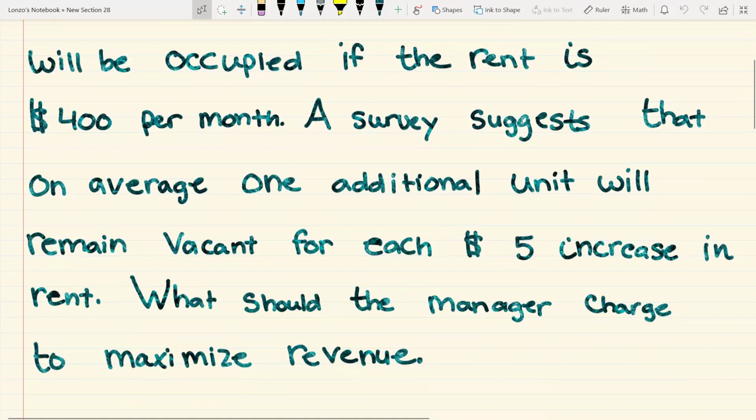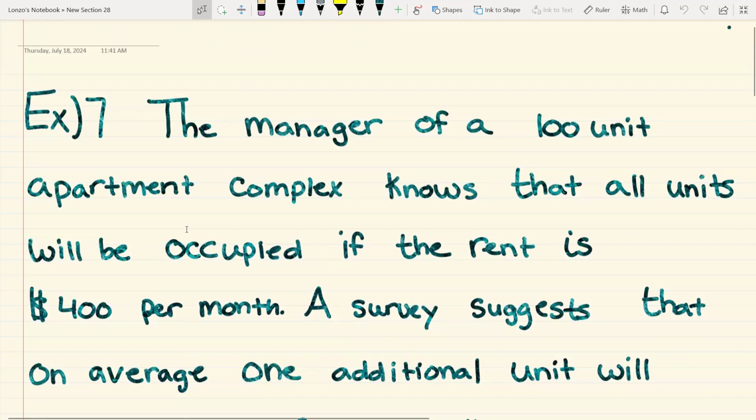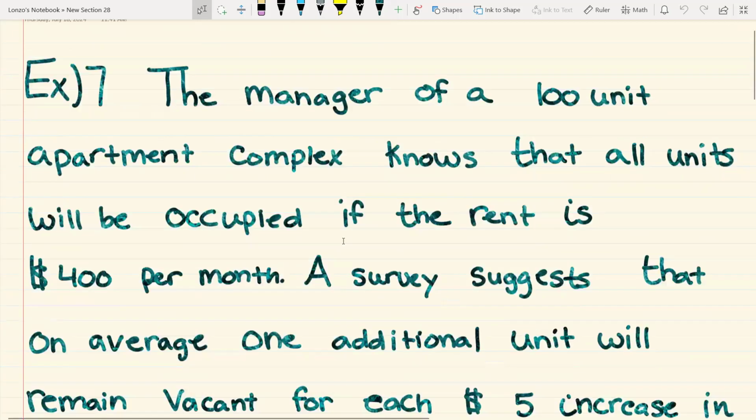So let's make this make sense. The manager of a 100-unit apartment complex knows that all the units will be occupied if the rent is $400 per month. So if he charges rent of 400, we know that all of the apartments will be occupied. We're trying to figure out how much we should charge for rent to maximize profit. That's what we're trying to do.